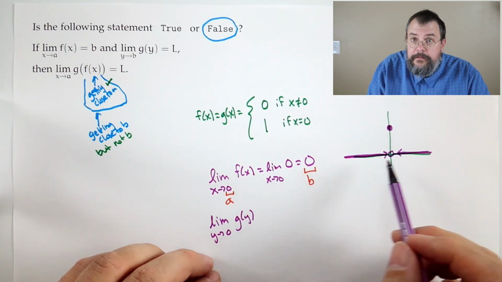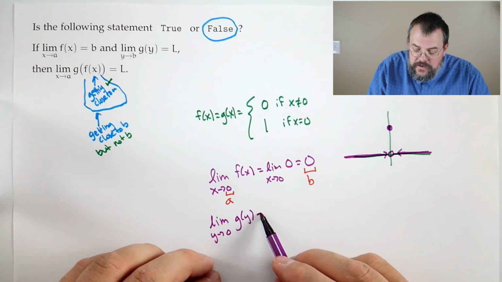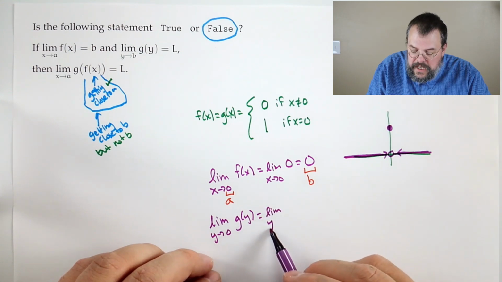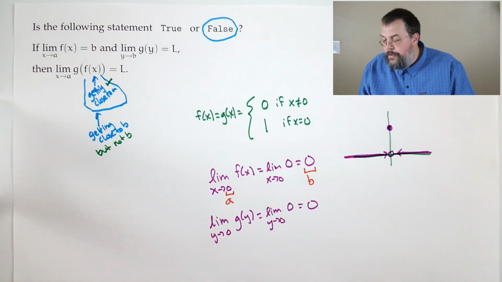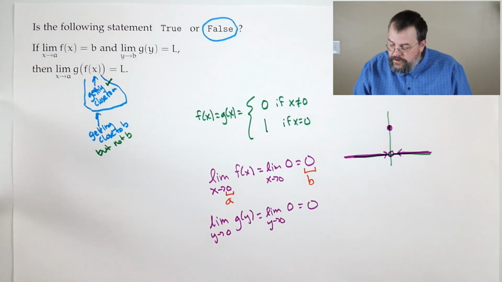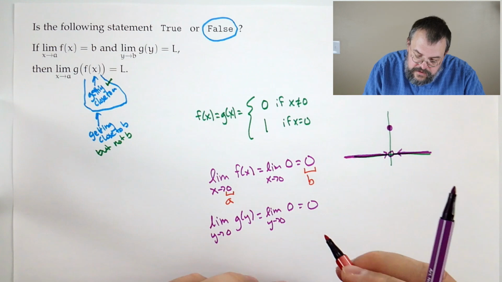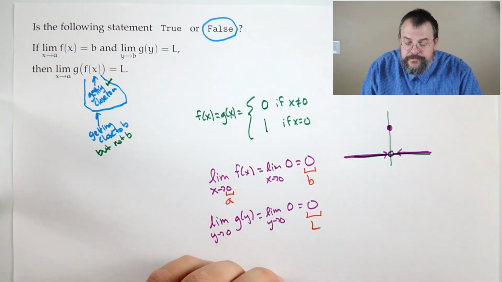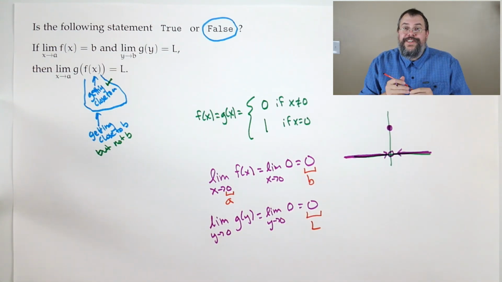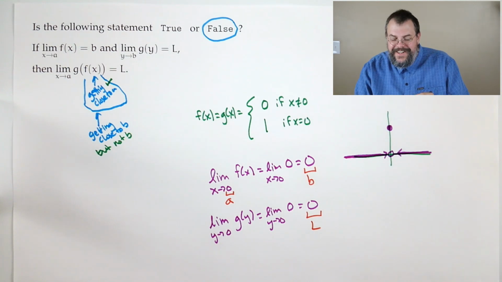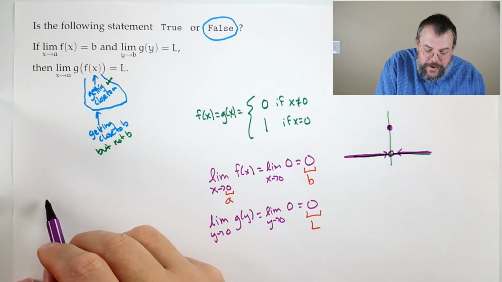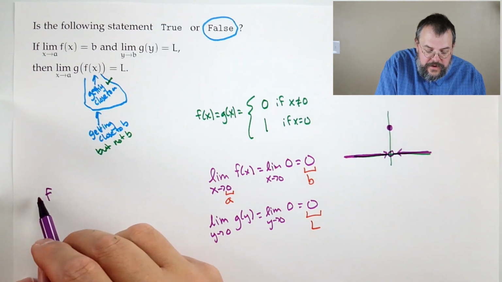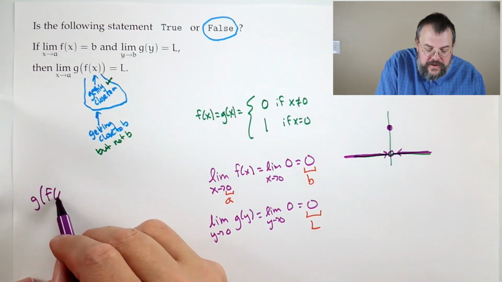Well, it's the same function. And therefore, we're still going to have the same behavior. We're still going to get 0. So, what do we have? Well, we've now come to the conclusion that this is our value for L. Okay, so far so good. Now, let's think about the following function. What is g of f of x?